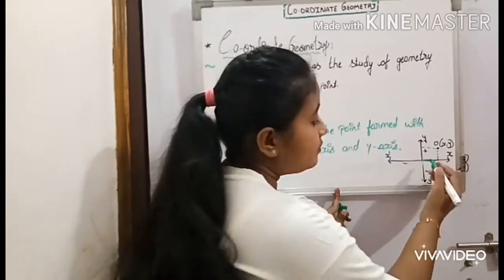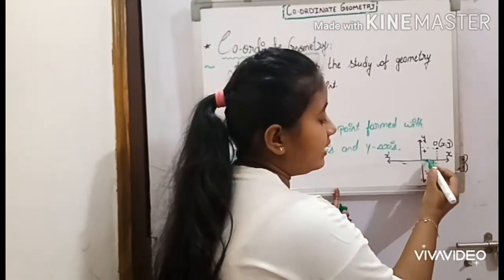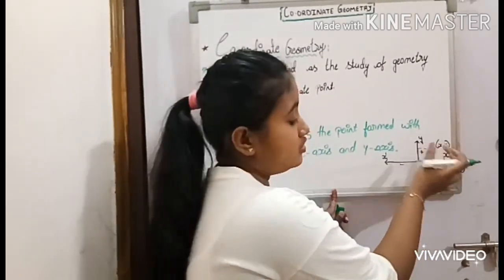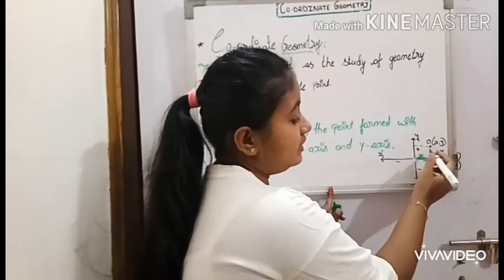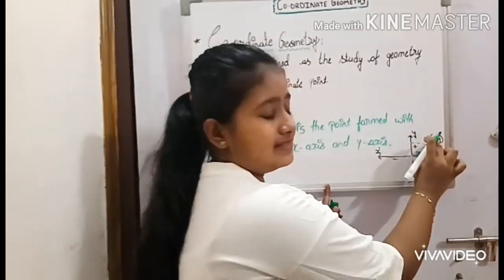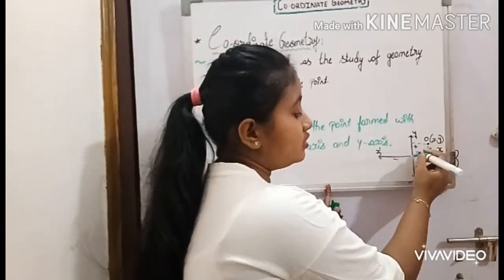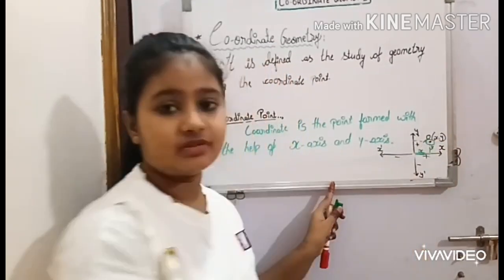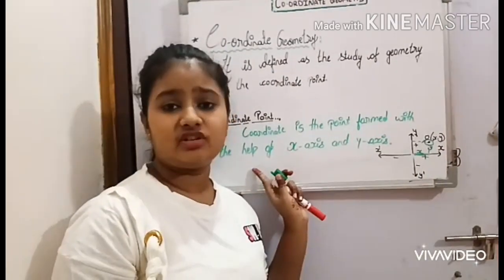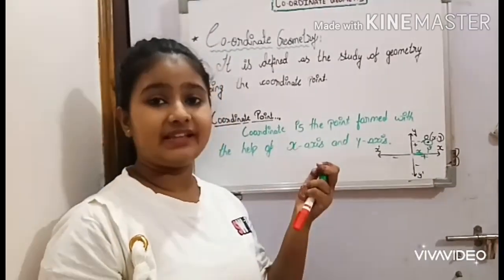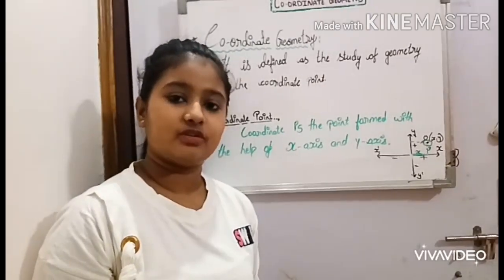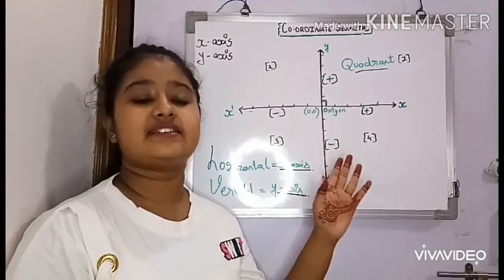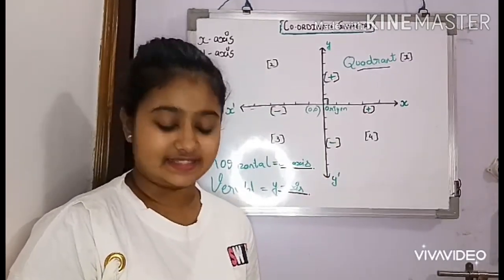You can see the distance from the y-axis, this distance, is called x, and this distance, because it's parallel also, is equal to this distance. That's why it is called y. So this x and y form this coordinate point. That's why the definition of a coordinate is that it is formed with the help of both the x and y axes. So here we will learn the details of the x-axis and y-axis.